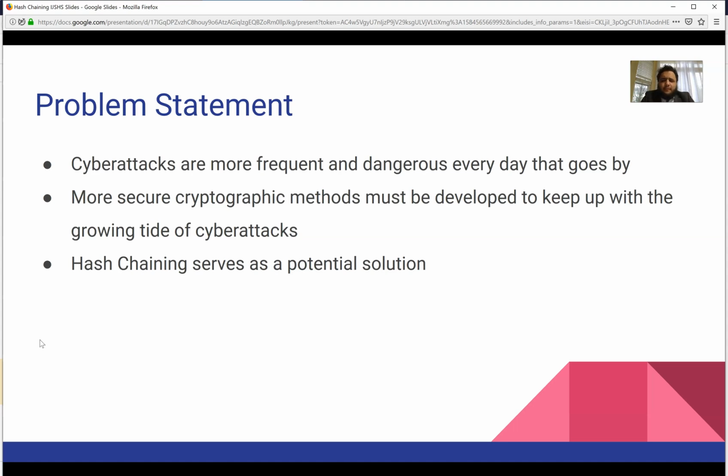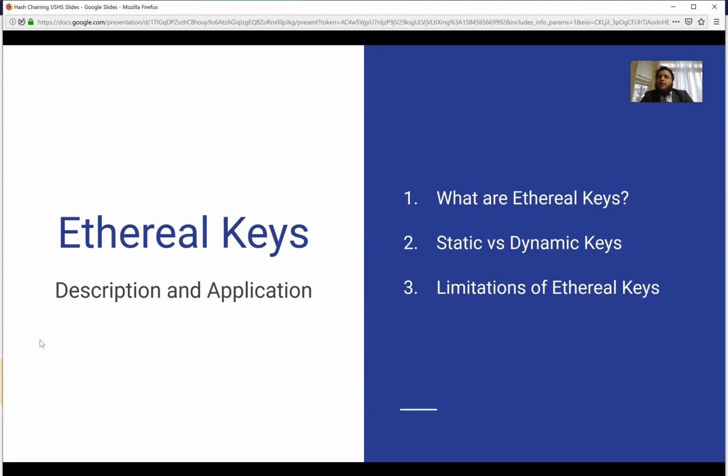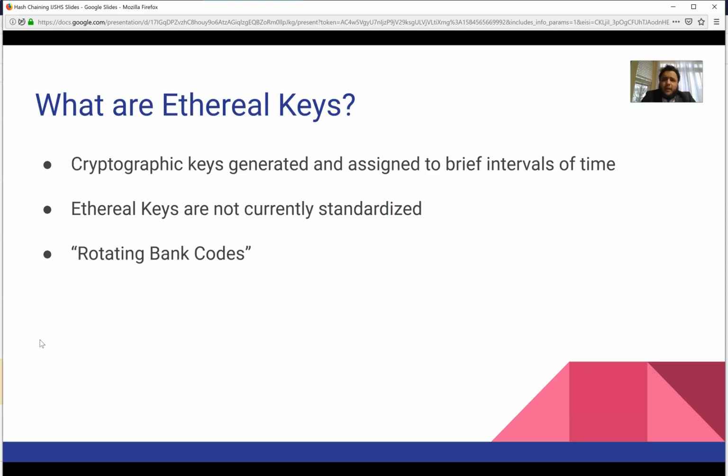One such potential solution is hash chaining. Before we go into more depth about hash chaining, we have to understand a few things first, such as what ephemeral keys are, the differences between static and dynamic keys, and the potential limitations of ephemeral keys. So what is an ephemeral key?